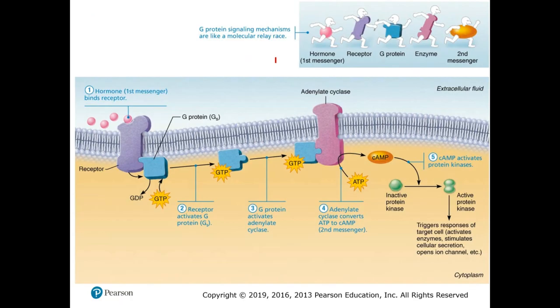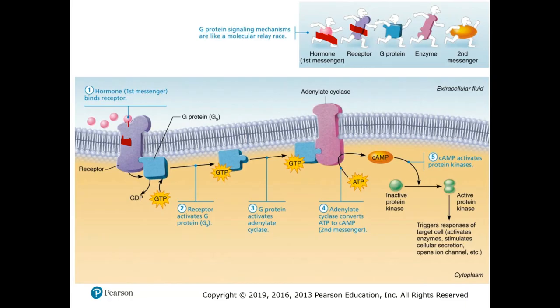So the idea is that hormones are chemical messengers used by the endocrine system to help maintain homeostasis. In the instance where the hormone cannot enter the cell through the plasma membrane, the reception of the hormone is the first messenger. So the first messenger is the hormone, and it is going to pass off the signal to a receptor protein that's embedded in the plasma membrane.